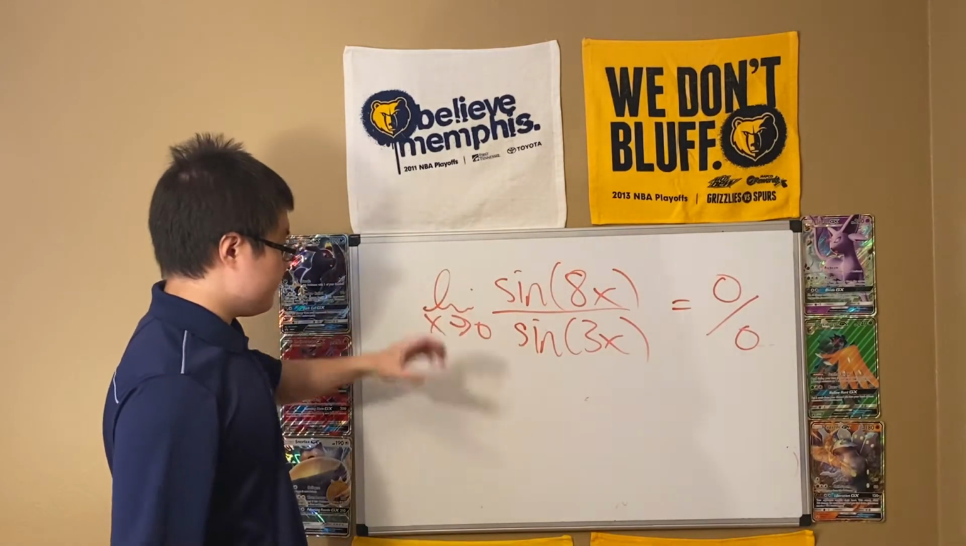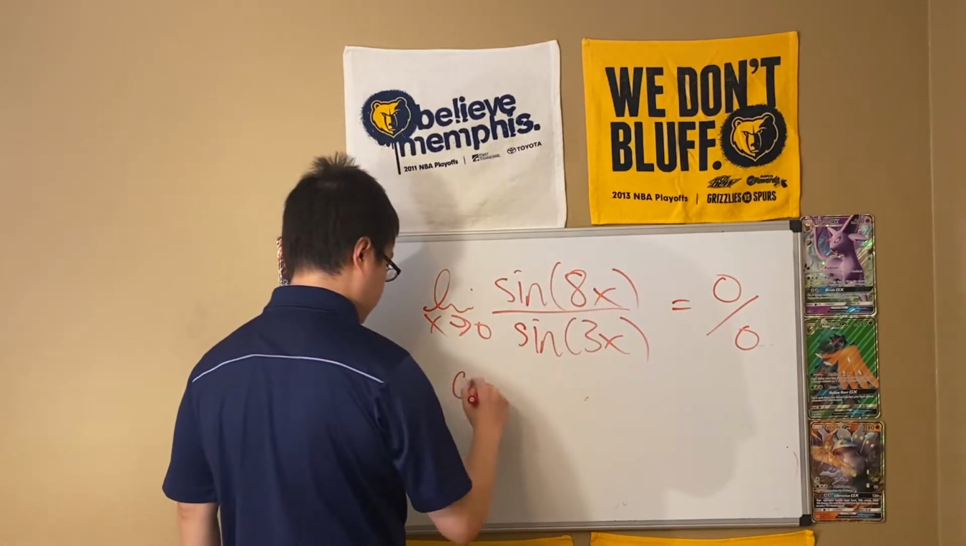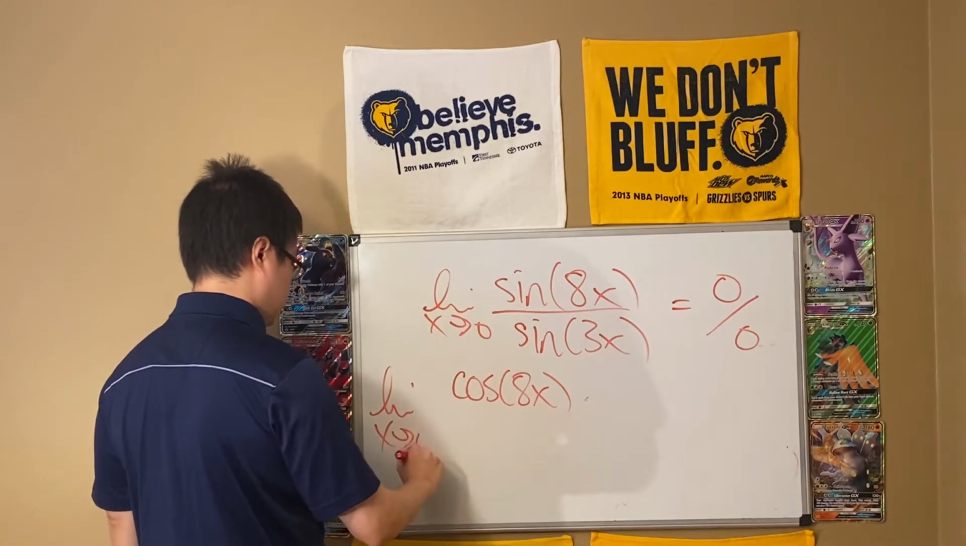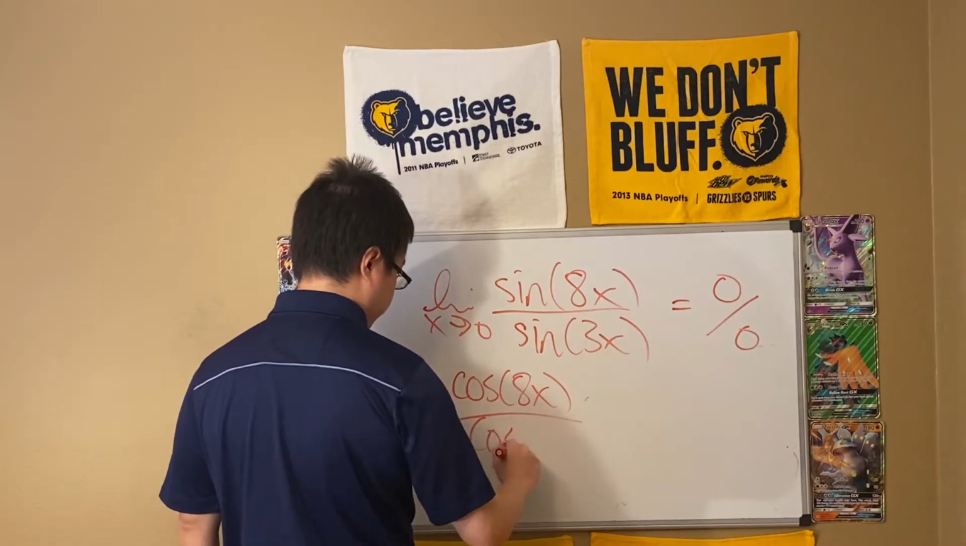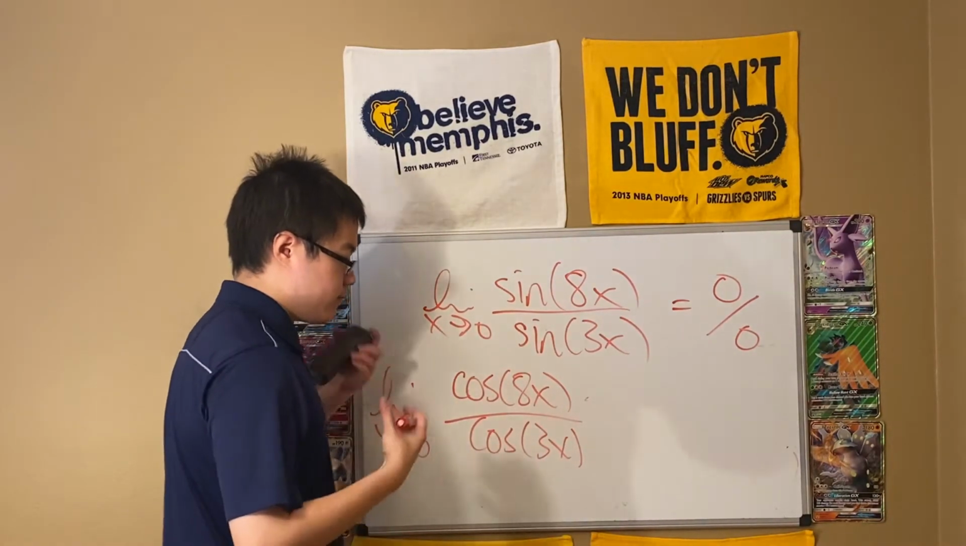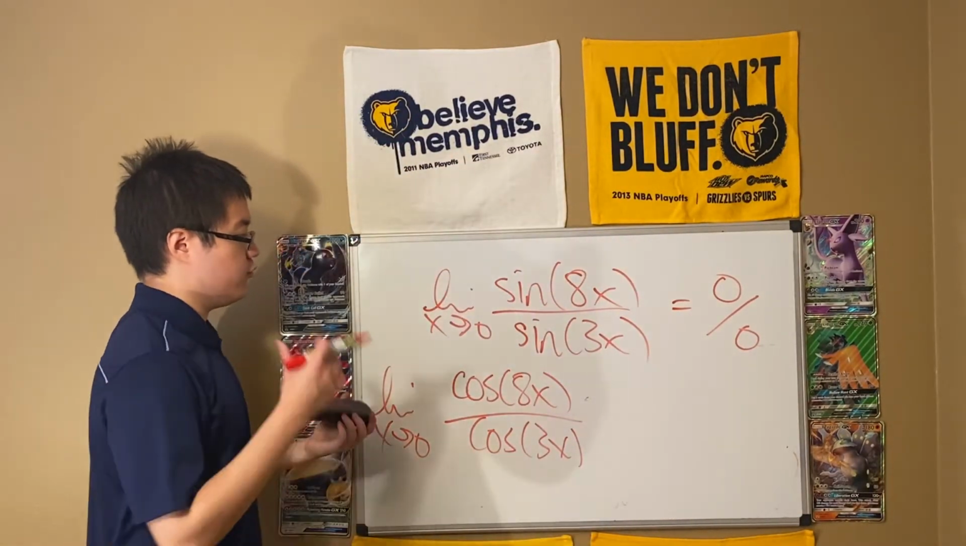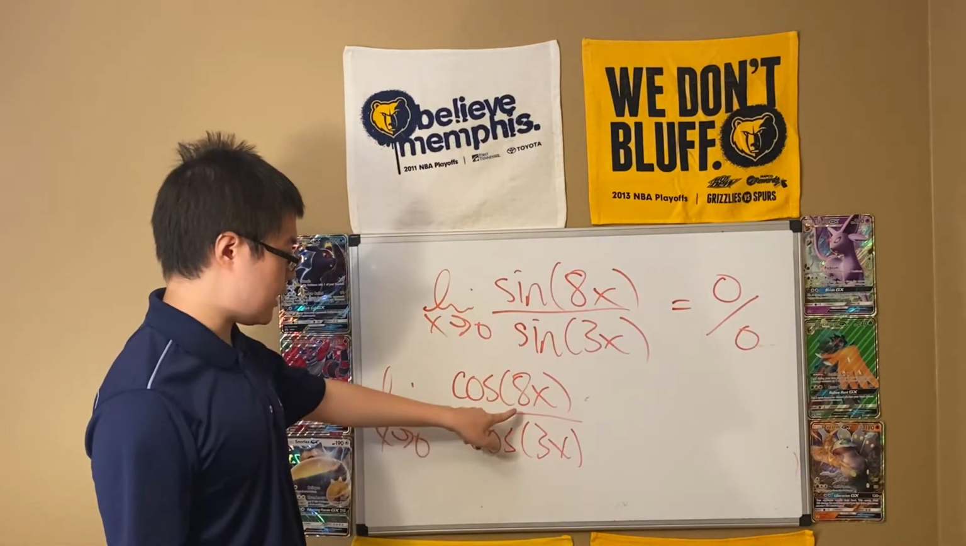So the derivative of this function right here is going to be cosine of 8x. That's right, limit of x goes to 0. The derivative of the bottom is cosine 3x. But why did I just write blasphemy on the board? Well, I didn't remember the chain rule. Remember that these inside functions, you do need to multiply by the derivative of these inside functions.